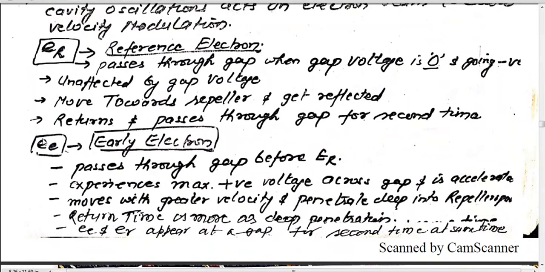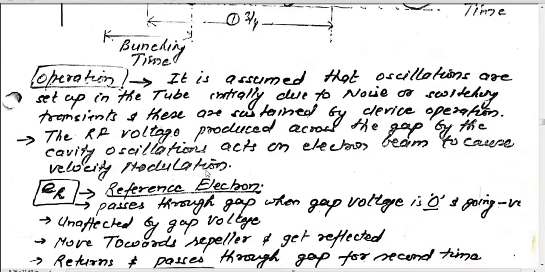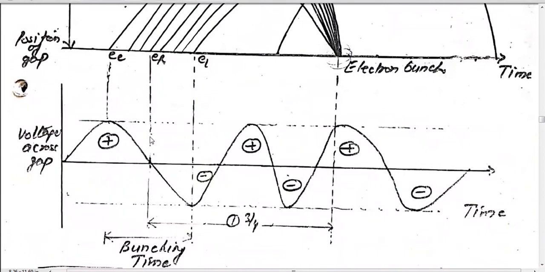Again, we have another electron which is the early electron, which passes through the gap before the reference electron. So if we see here, this was the case for the early electron. This EE is the early electron, passing this gap before this reference electron, and at this point in time we see the voltage across the gap has its maximum value. This is the peak maximum.